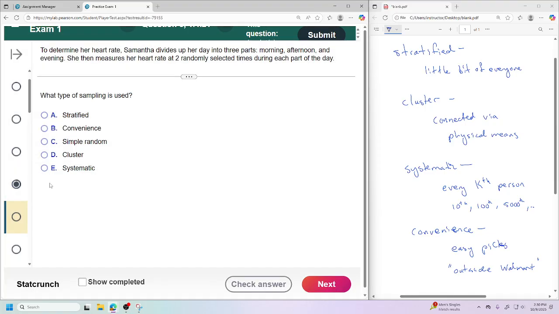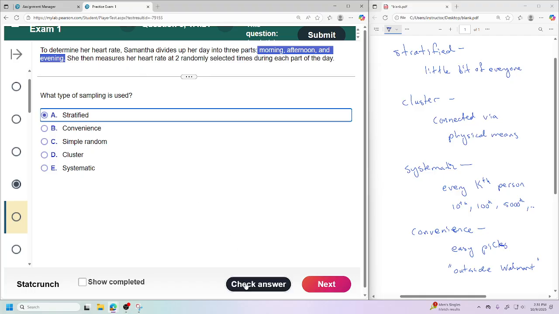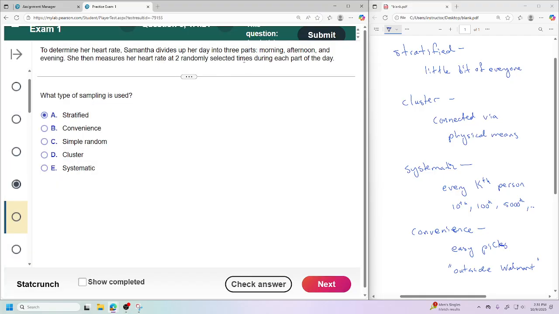So to measure heart rate, she divides it up into 3 different parts of the day, and then she selects different times for each part of the day. What do you think? It's convenient that she is alive. See how she's doing a little bit of everything? A little bit of everybody. A little bit of the morning, a little bit of afternoon, a little bit of evening. You're not just looking in the evening. You're doing a little bit of all throughout the day, right? A little bit of everybody.